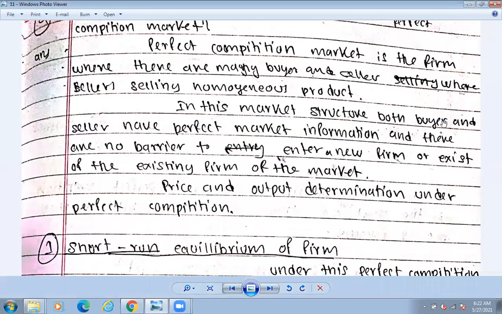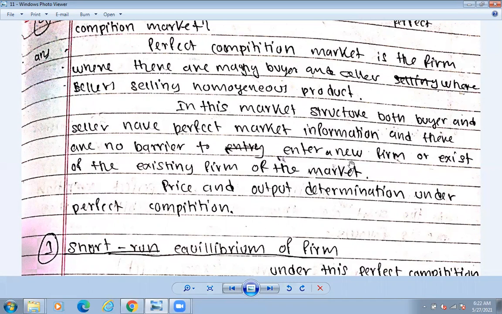In this market structure, both the buyer and the seller have perfect information, and there is no barrier to entry of a new firm. If a new company comes, there is no obstacle. But in case of a monopoly market, no new company should come.